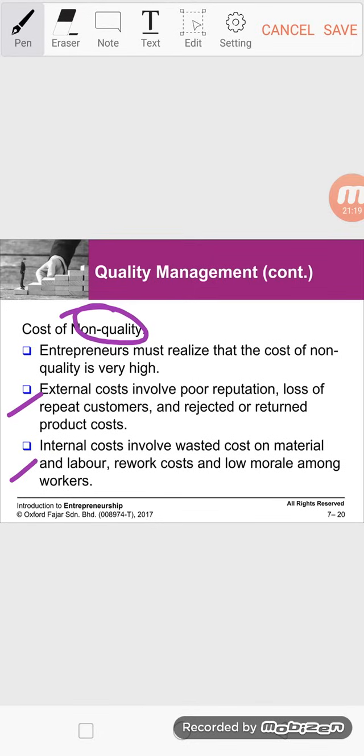Luar meaning that it is external, it is outside of our production line. Okay, besides external cost, there is also an internal cost of the non-quality: wasted cost on the material and labour, rework cost and low morale of the workers. So the workers will feel very down, very demotivated because they thought that they have done the job, but because the quality management is very poor, jadi dia akan rasa macam asyik aku buat benda yang sama je, asyik tak betul je.